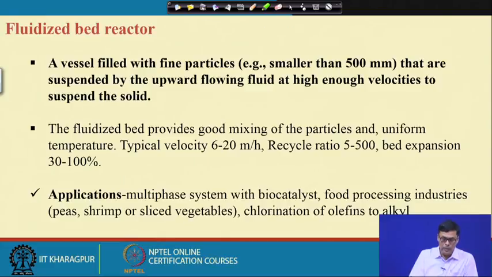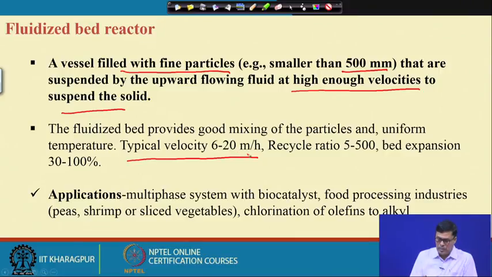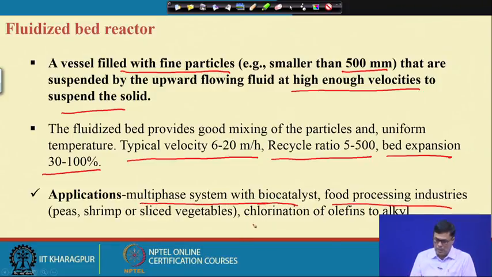and we take the product out from the top. Now, the fluidized bed reactor, I have already explained, only I want to highlight here. A vessel filled with fine particles smaller than 500 micrometers that are suspended in the upward flow of fluid at a high enough velocity to suspend the solid. The typical velocity is 6 to 20 meters per hour. The recycle ratio is 5 to 500, and expansion of the bed is about 30 to 100%. In an expanded bed, it is 30 to 40%, and here about 100% expansion takes place. The multiphase system with biocatalyst, food processing industry, chlorination, olefins, alkylation, this is largely used.